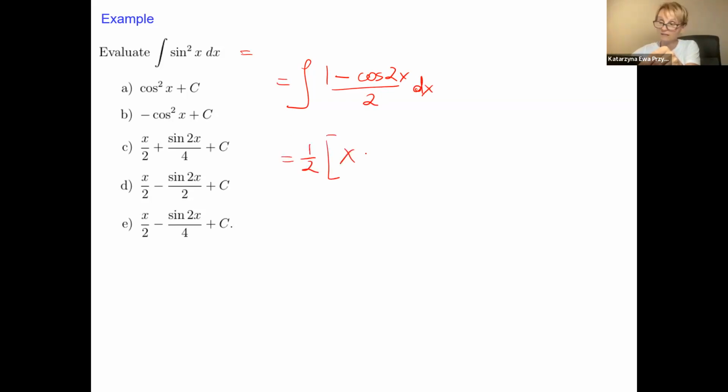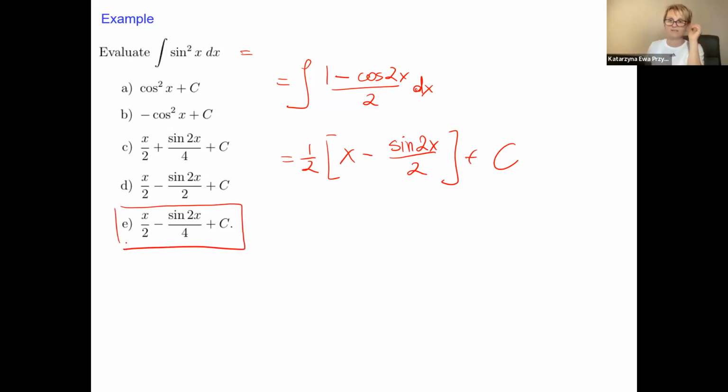1/2 integral of 1 dx is x. Integral of cosine 2x is sine of 2x over 2. Okay? I think you can find the option. Which option is good? D? No, not D, because we need extra, I think the last one. E, thank you. Because 2 times 2 will give us 4 in the denominator. Okay, are we good with this one?